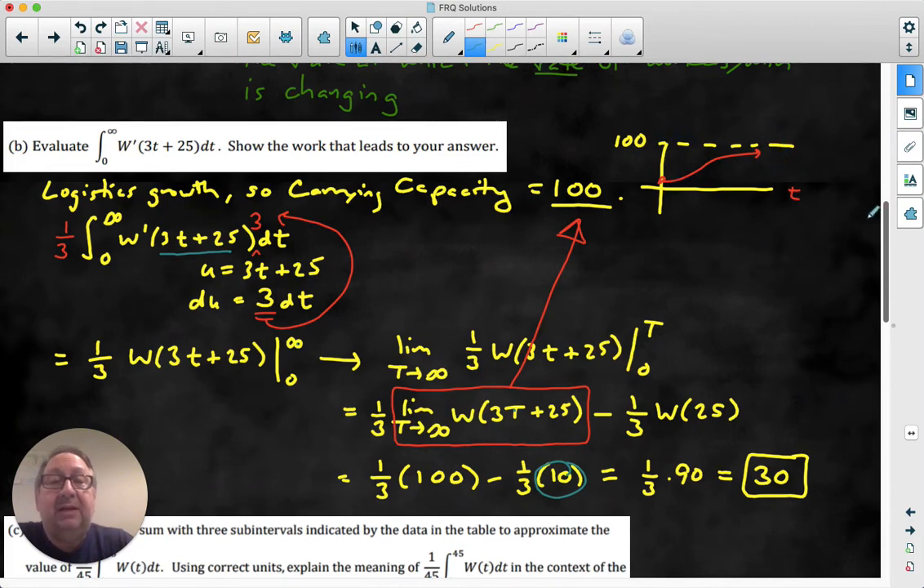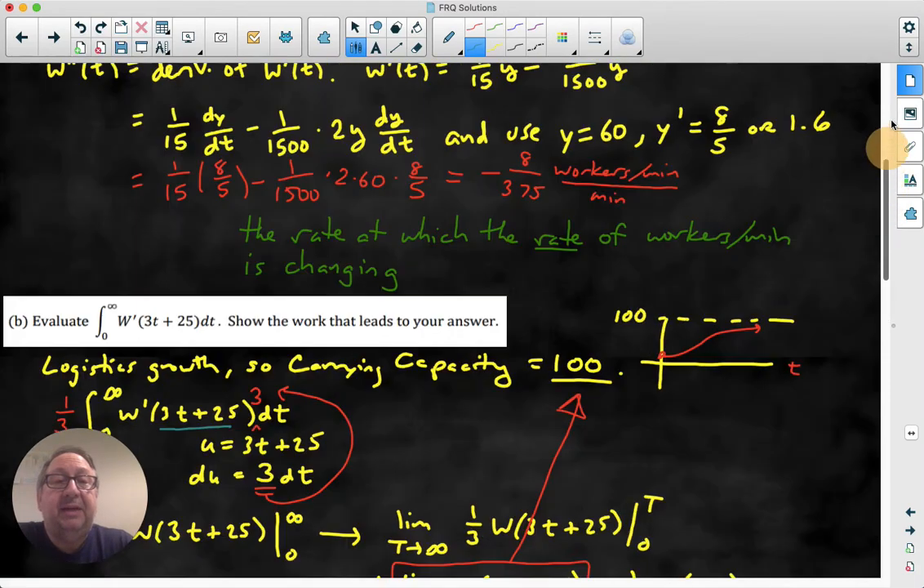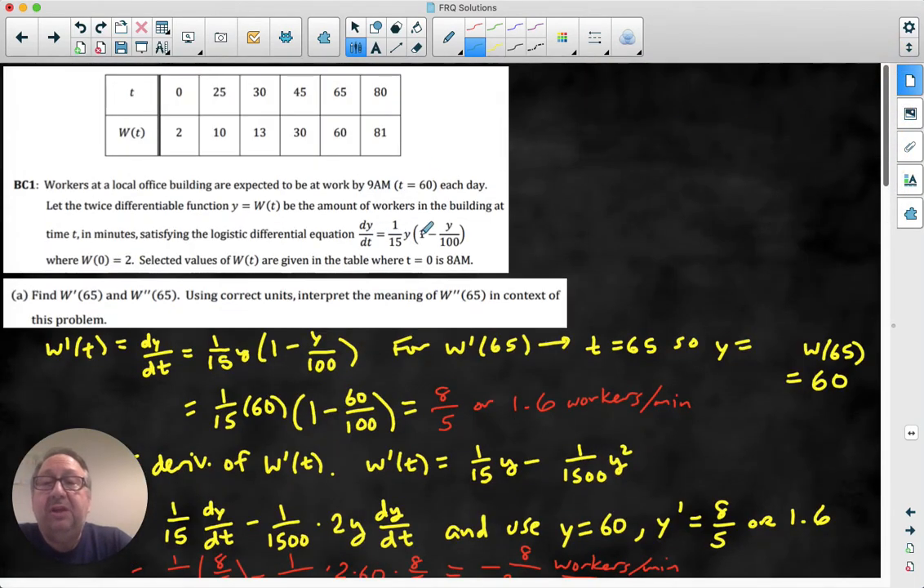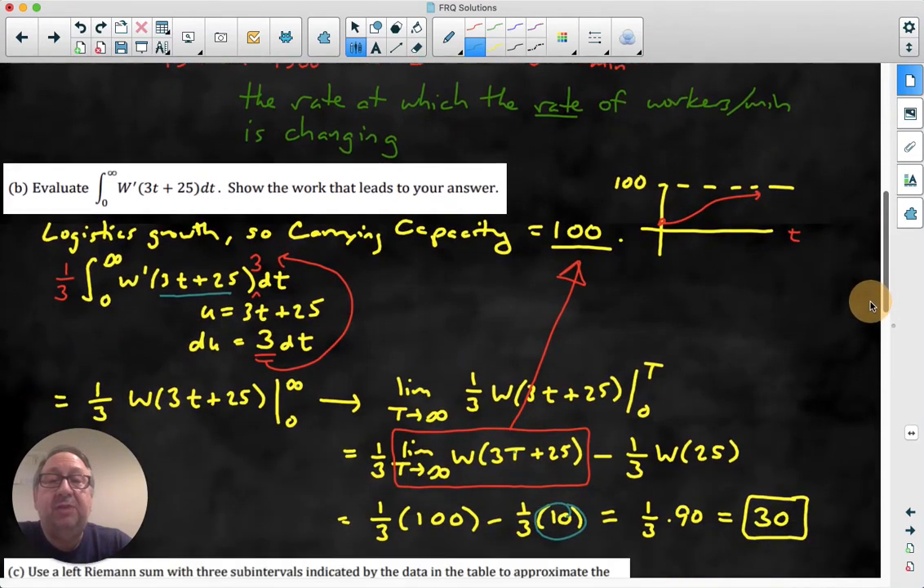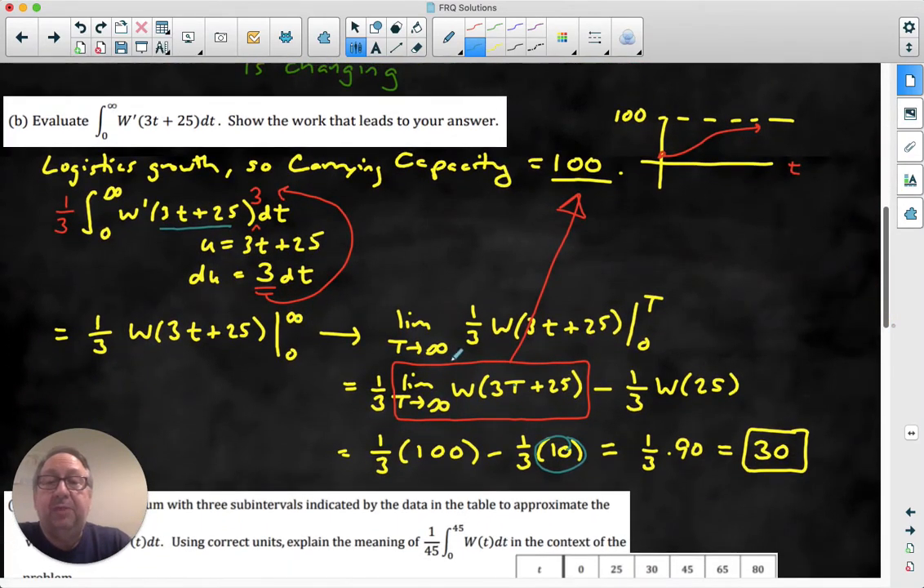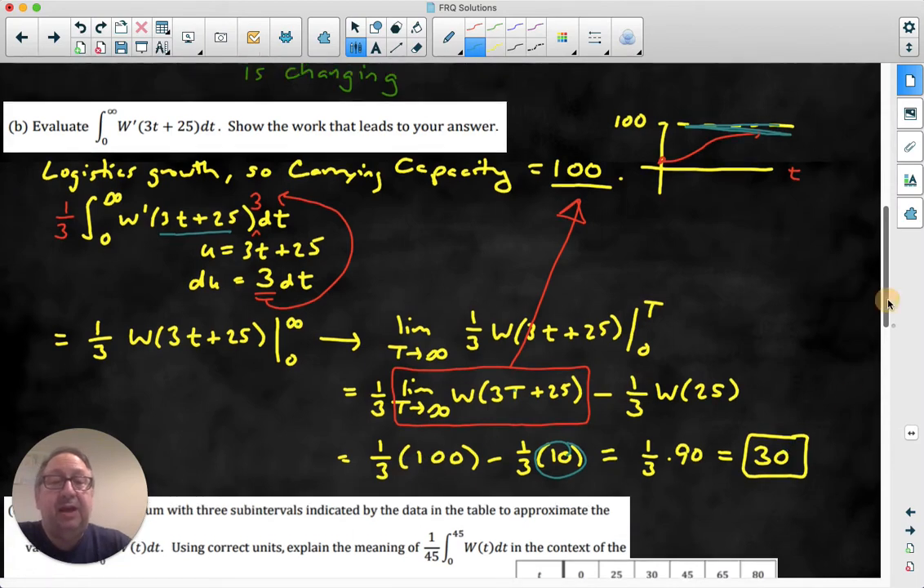The formula that we were given, I do have to scroll back up. The formula that we were given, if we go back and look at our cheat sheet for logistics growth, remember you can have that sheet out, our carrying capacity sits right here, and it is this 100. So that's the value that things are headed toward. And it is a little bit of a sneaky part of this problem. There we go. But to evaluate this limit, what does W do as t approaches infinity? As its input approaches infinity, it's approaching 100. So that becomes a 100. This evaluates to 30, and that's the answer to part B.